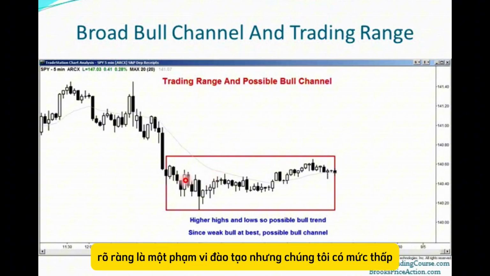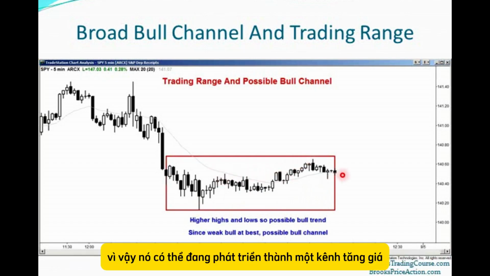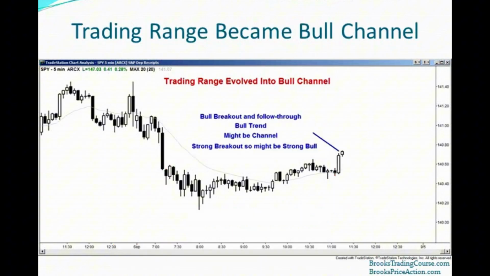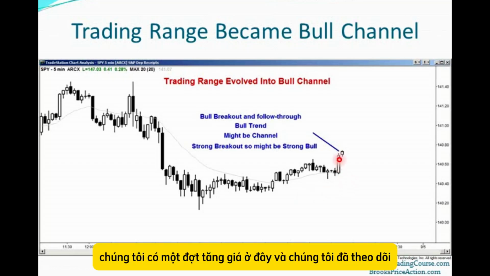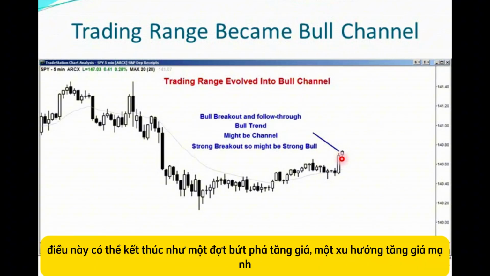Okay, so what do you see here? Clearly a trading range, but we have a low, a higher low, maybe another higher low. We have a high, a higher high, another higher high. So it might be evolving into a bull channel. So it's clearly a trading range, but it's also possibly part of a bull channel. We got a bull breakout here, and we have follow through. We have a breakout bar, and the next bar has a bull body. So we have a trading range and the start of a bull channel, and now we're actually breaking out. And instead of a bull channel, this may end up as a bull breakout, a strong bull trend.